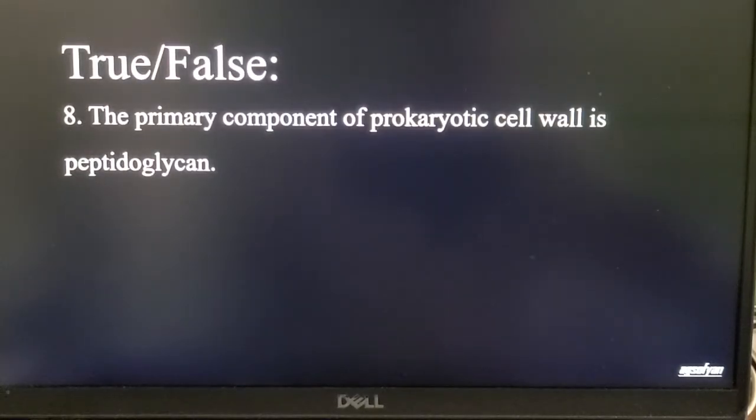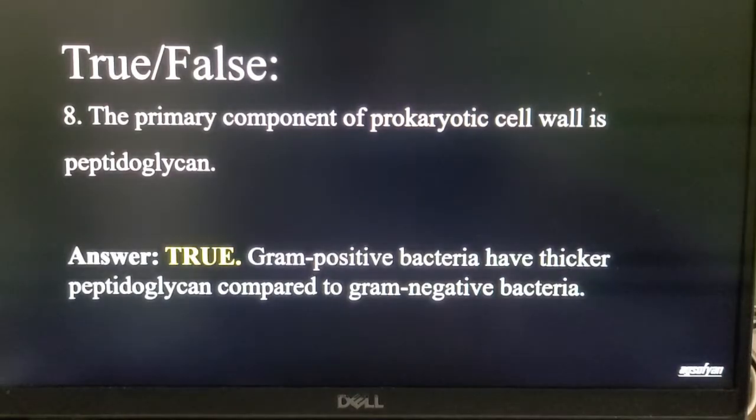Okay, number 8 is true and false again. The primary component of the prokaryotic cell wall is peptidoglycan. True or false? Choose your answer. Yes, the answer should be true. And always remember this: for the prokaryotic cell, the cell wall is made of peptidoglycan.